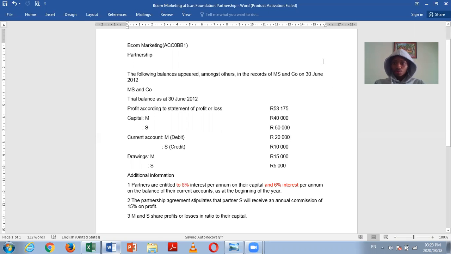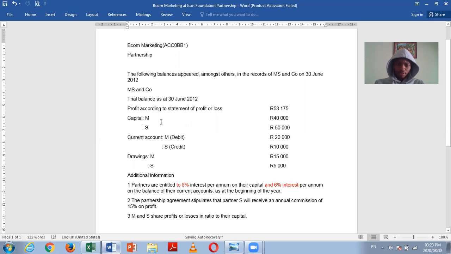What is the following month of June? It's 1st July. What is the previous year of 2012? It's 2011. So what is the beginning? 1st July 2011, right? But if the financial year was ending 31st December 2012, your beginning was going to be 1st January 2012. So you treat it like a normal calendar, right? So we are given a trial balance as at 30 June 2012.